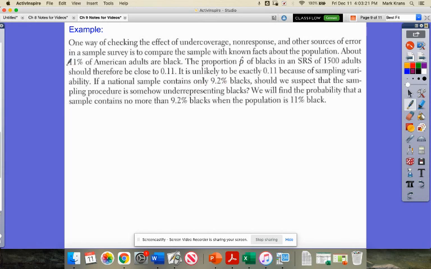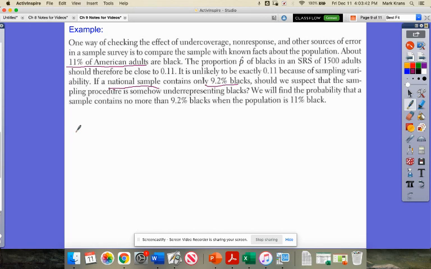Notice the national proportion is 11%. A national sample got 9.2%. Should we suspect that the sample procedure is somehow underrepresenting blacks? We could do this by doing an actual binomial probability, but we're going to do a normal approximation.